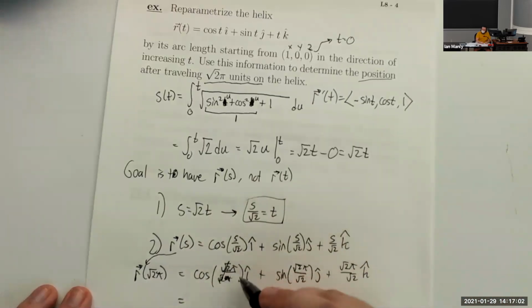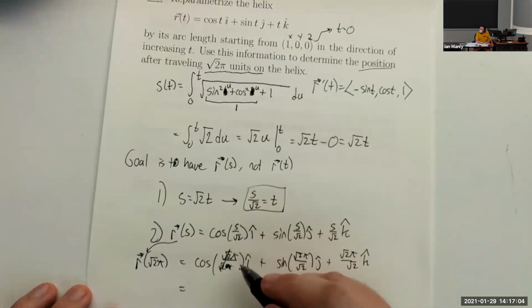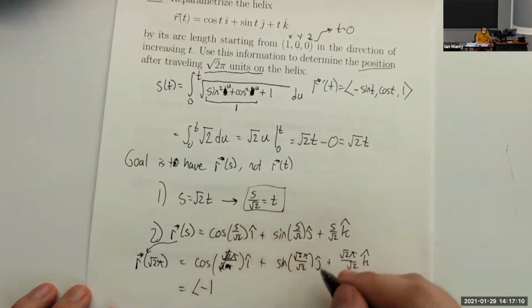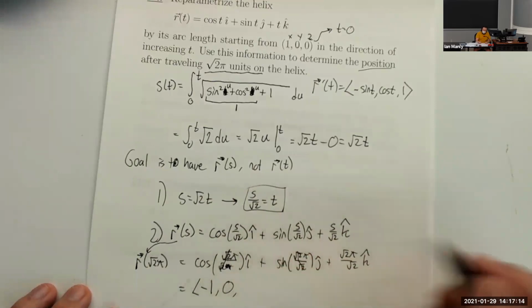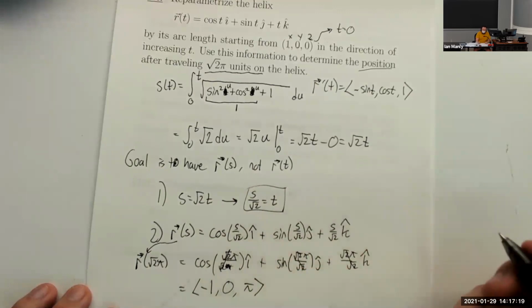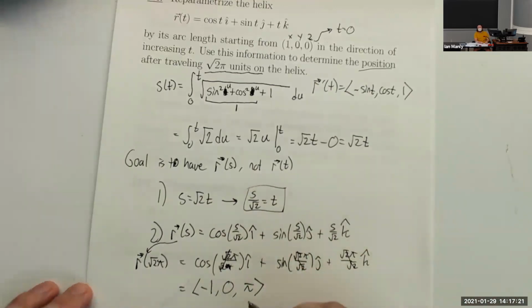All right, so these will cancel out, and we end up with cosine of pi right here, and cosine of pi is -1. All right, we have sine of pi here when these cancel out, which is 0. And then finally, we have pi here for our last one. So this is going to be our position after we travel root 2 pi meters, or whatever our distance unit is going to be right here.